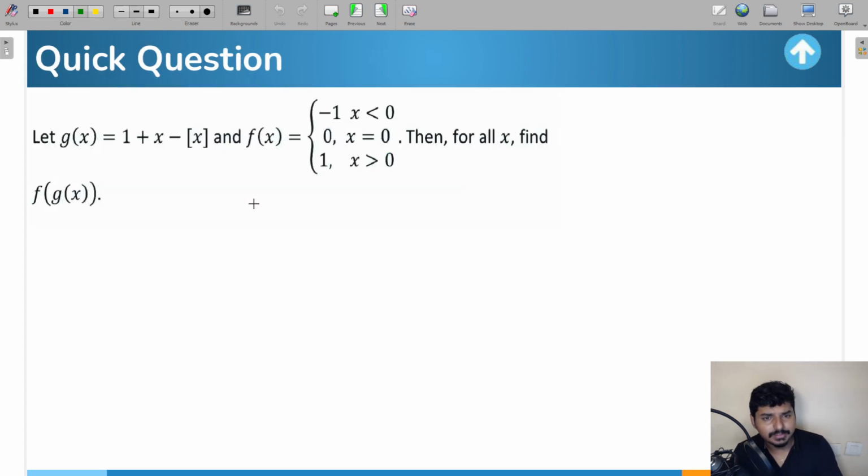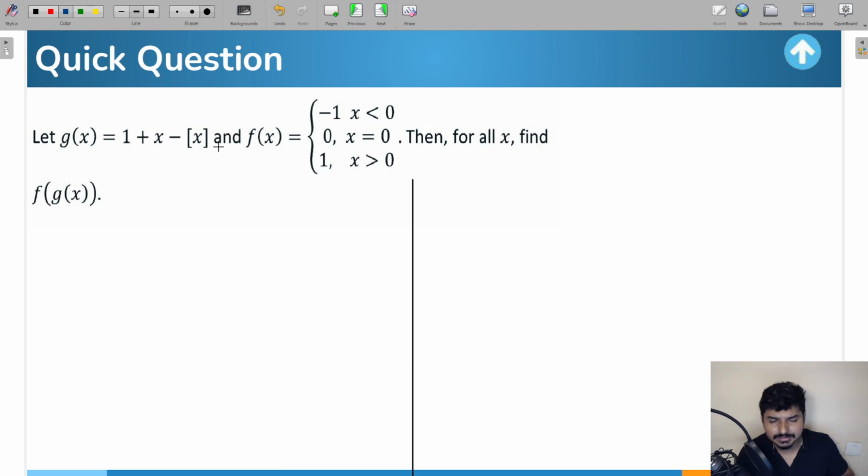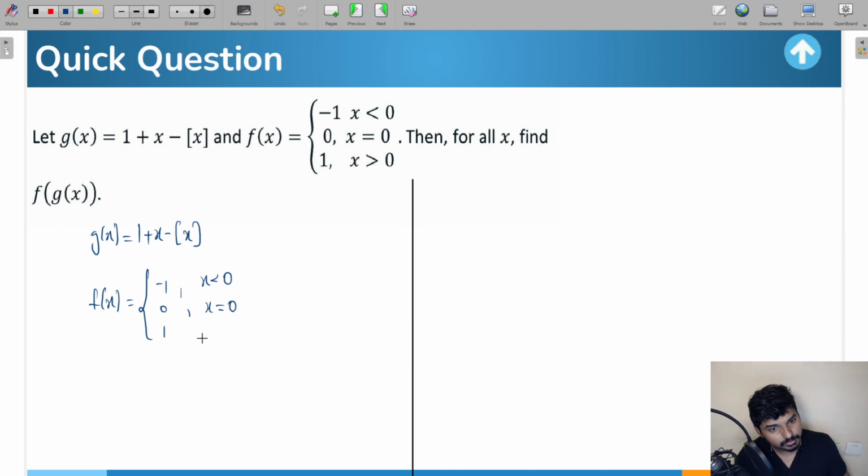Now let me do one thing. Let me do a question for you. आप लोग ये वाले question देखो. In fact, this is a previous year JEE question, guys. So everyone concentrate here. Let us see how to do this question. Now in this question, the function g of x is given for you. g of x is given as 1 plus x minus [x]. And f of x is defined in this way. It is defined as -1, 0 and 1 when x is less than 0, when x is equal to 0 and when x is greater than 0. It's like a signum function.